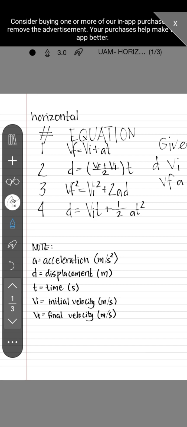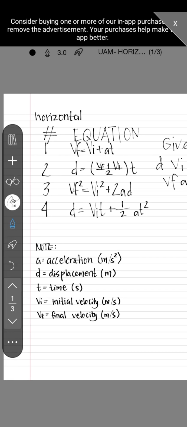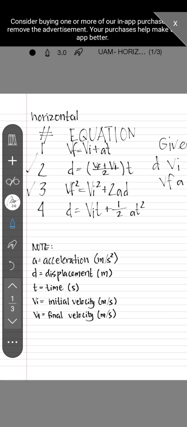Now, we need to find the ones with displacement. So let us cross out those that do not have one. And as you can see here, three of our equations have displacement. Since the first equation does not have displacement, we're going to cross it out. Next, we're gonna find the initial velocity and cross out those that do not have initial velocity. Since all of them have initial velocity, we're not gonna cross anyone out. Now, for the final velocity, only number 2 and number 3 have final velocity.